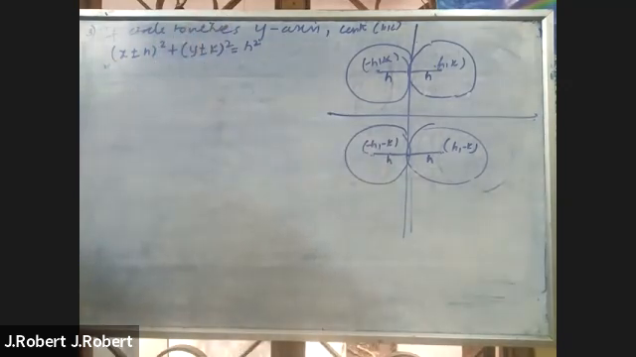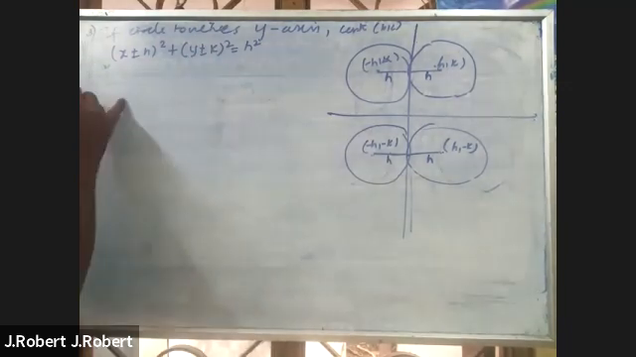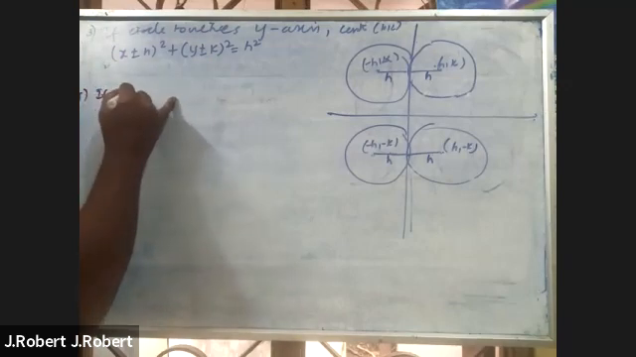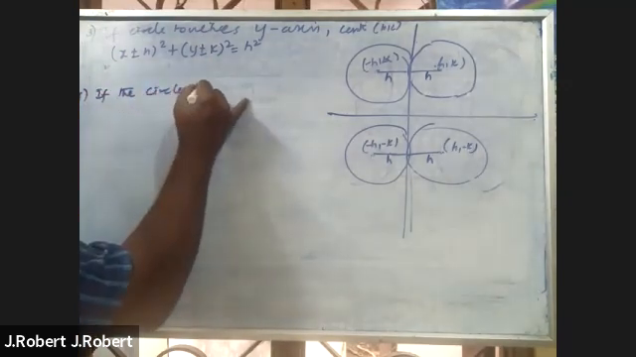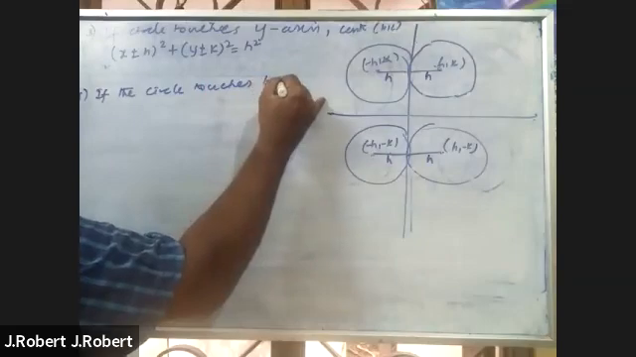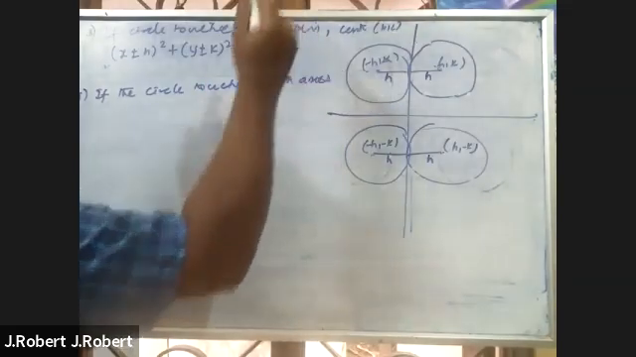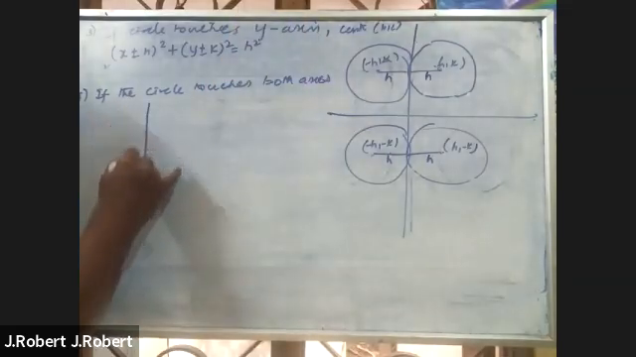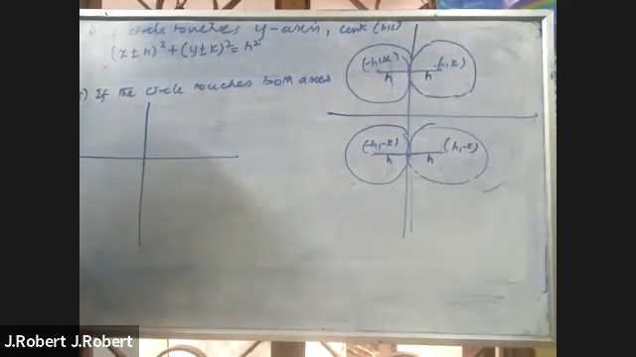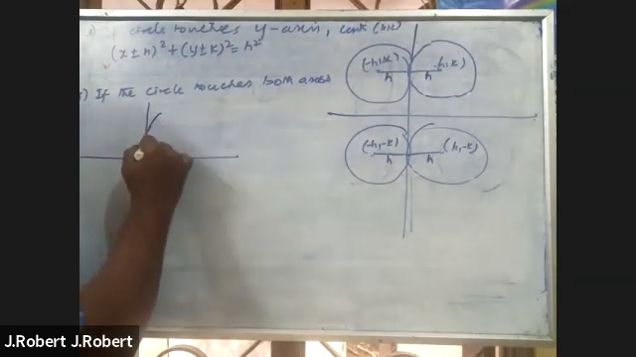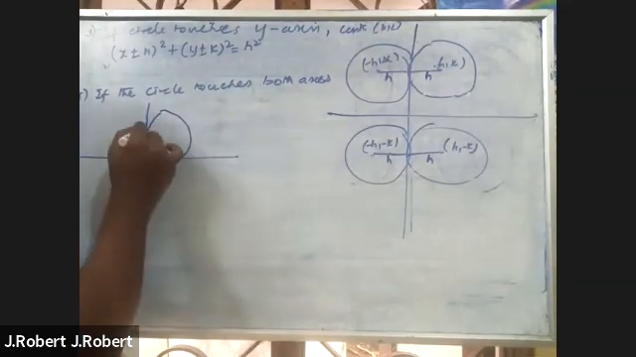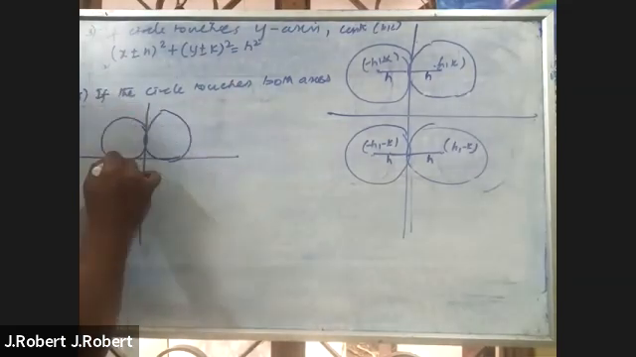Next one. If the circle touches both the axes, then what happens? பாருங்க, ரெண்டு axes touch பண்ணுது. அப்ப ரெண்டு axes touch பண்ணும்போது what is the condition அப்படின்றத பார்க்கணும் இல்லையா? Here we will take both the axes.